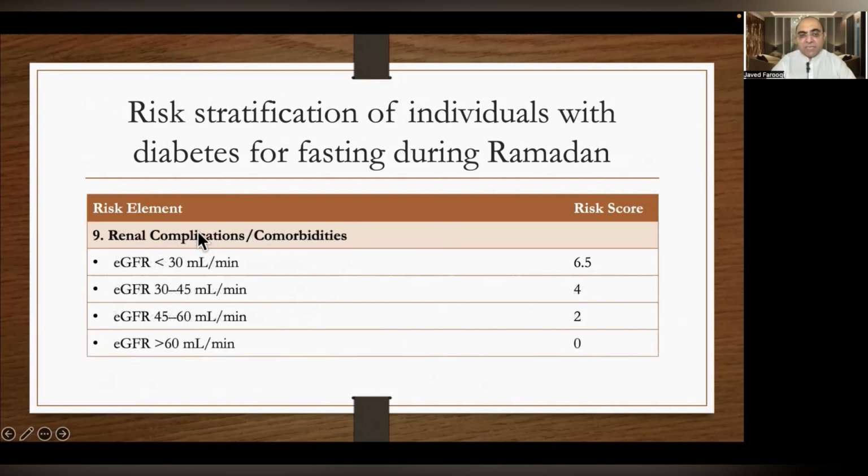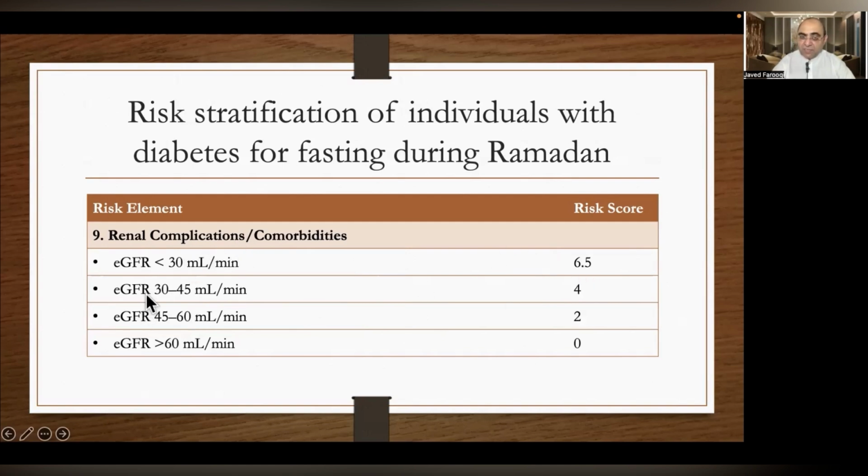The ninth risk element is that of renal complications and comorbidities. When the eGFR is more than 60, no score is given. When it is 45 to 60, 2 score is given. When it is 30 to 45, then 4 score is given. When it is less than 30, 6.5. So if it is severely impaired, less than 30, 6.5 score is given.